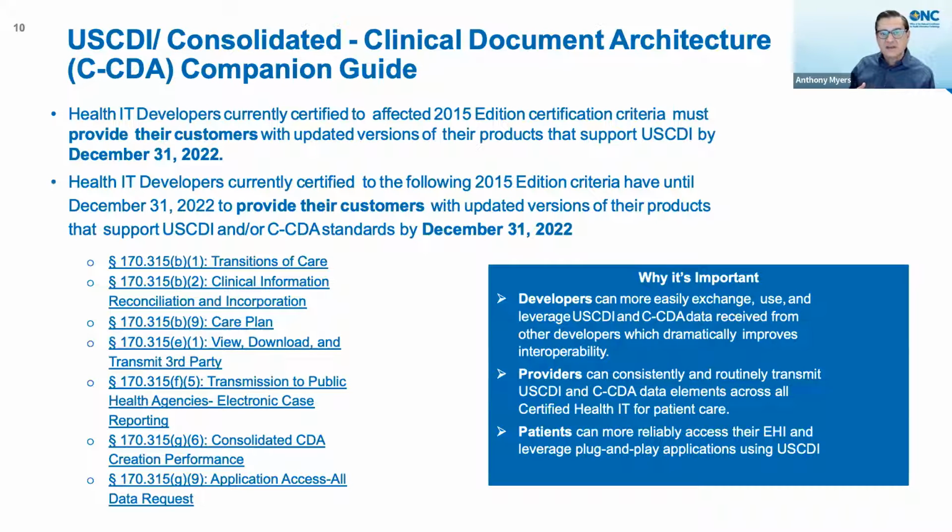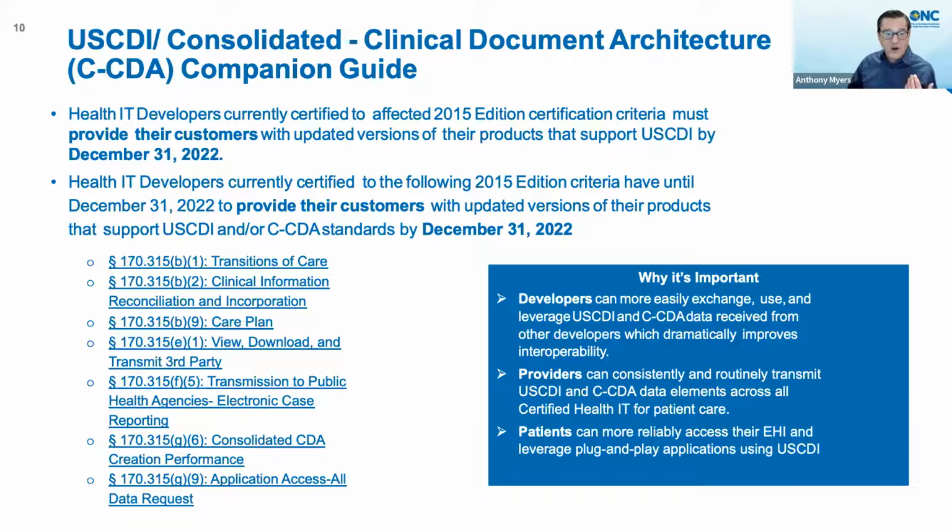Okay, USCDI and the Consolidated Clinical Document Architecture, or C-CDA, Companion Guide. The USCDI is a standardized set of health data classes and constituent data elements that replaces the Common Clinical Data Set, or CCDS. This enhances nationwide interoperability and health information exchange, and includes a number of new data classes and elements such as provenance, clinical notes, pediatric vital signs, address, email, and phone. The C-CDA Companion Guide also supports USCDI version 1 and subsequent versions so that healthcare providers can efficiently transmit C-CDA documents among different health IT systems and other entities like public health agencies.